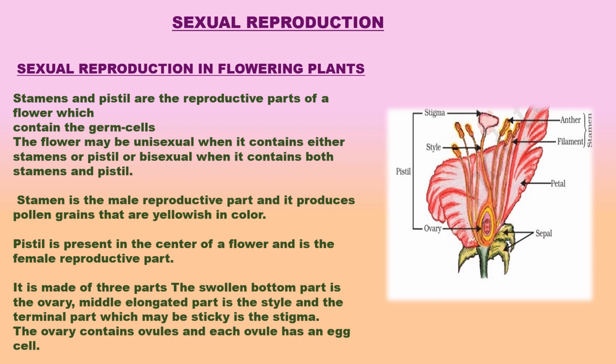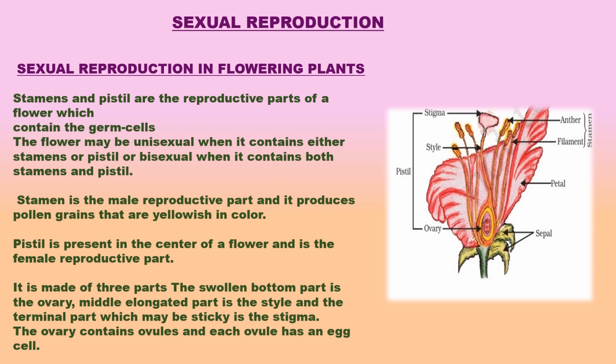the flower. Stamen. The little stalks with swollen tops just inside the ring of petals in a flower are called stamens. Stamen is the male reproductive organ of the plant. Stamen produces pollen grains. The stamen is made of two parts, a filament and an anther.